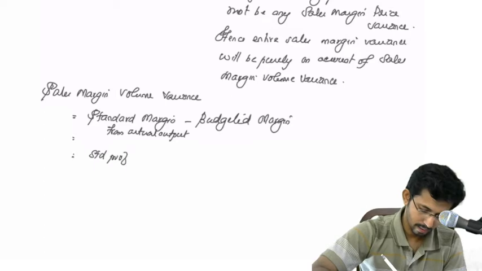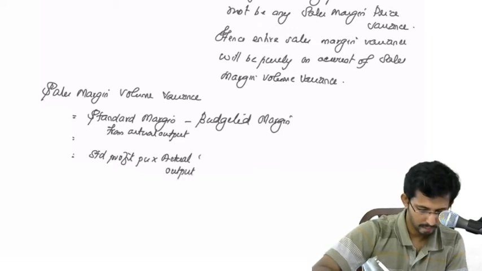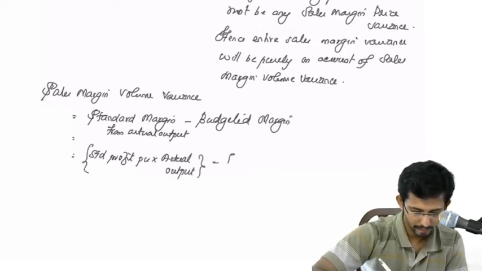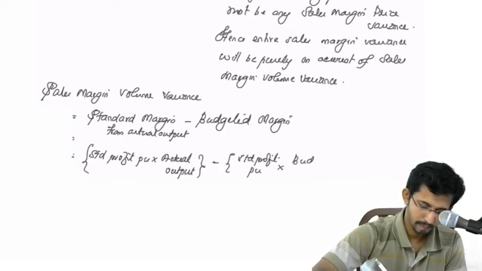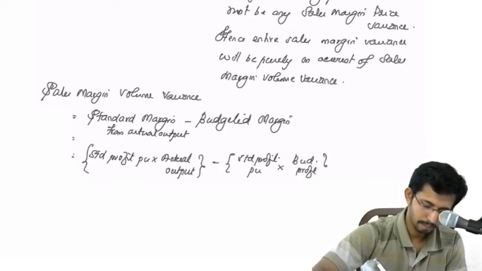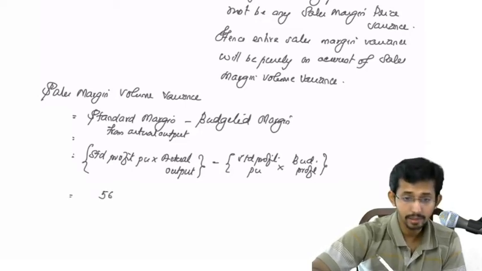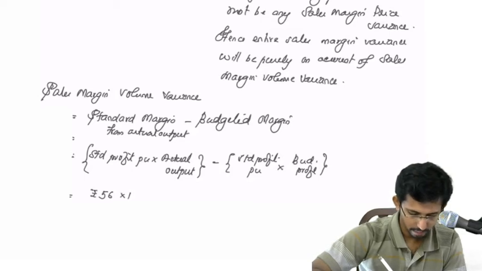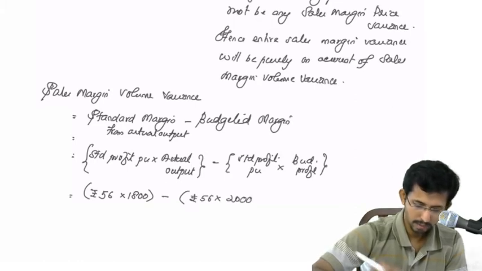standard profit per unit into actual output minus standard profit per unit into budgeted output. That is equal to, what is standard profit per unit? 56 into 1800 minus 56 into budgeted output.